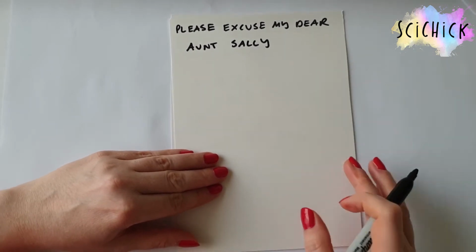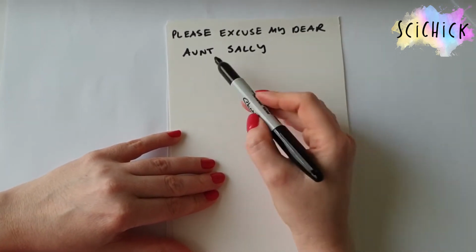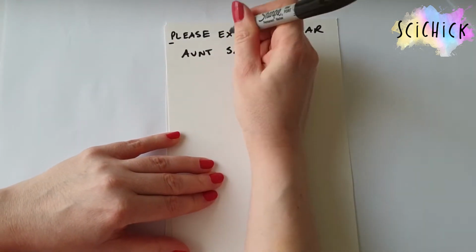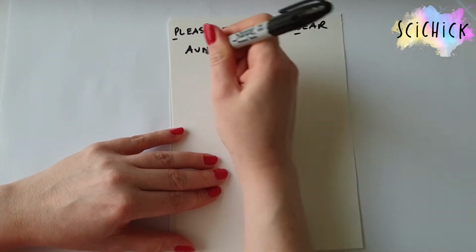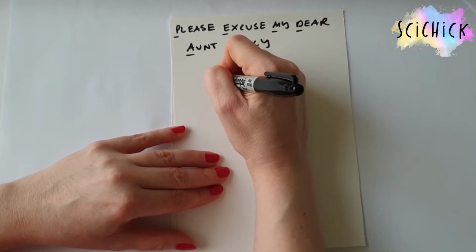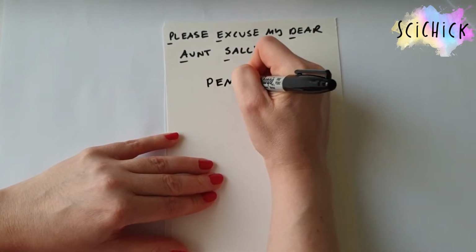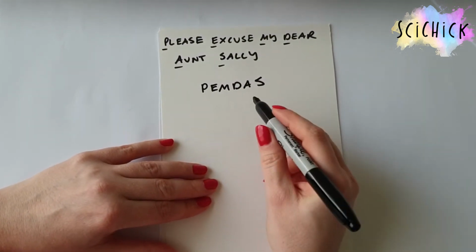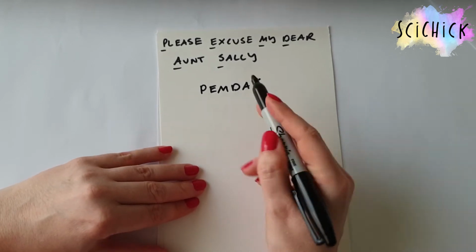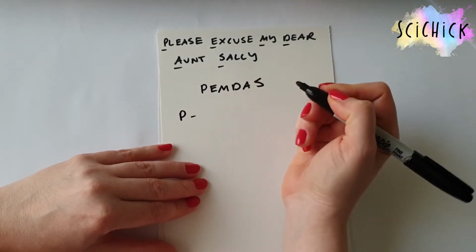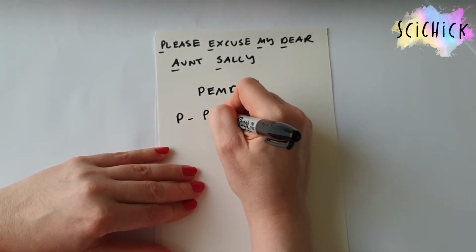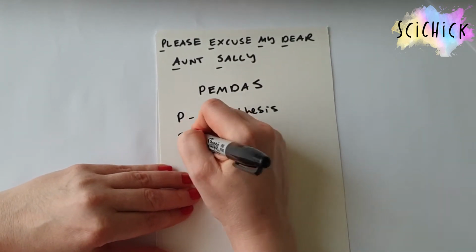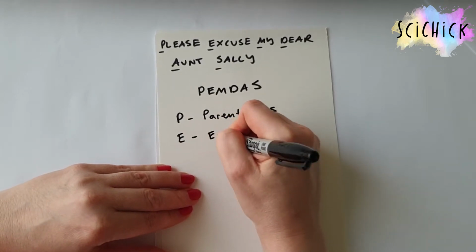Okay, this is going to look like gibberish to you. Please excuse my dear Aunt Sally. What does it mean? Well, if we take the first letter in each word, we're going to get something called PEMDAS. It's not a real word, it's just a memory sort of a thing. So the P is going to stand for parentheses. The E is going to stand for exponents.